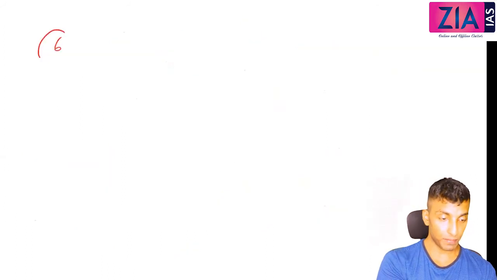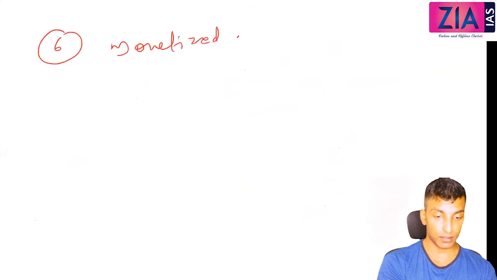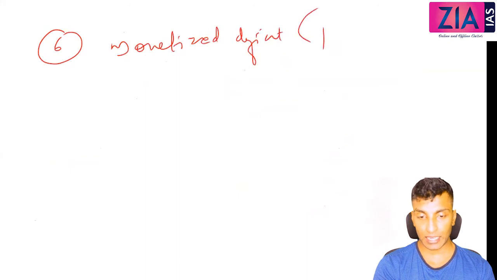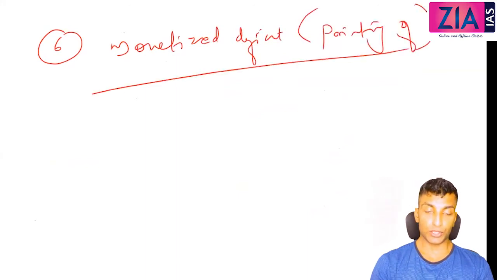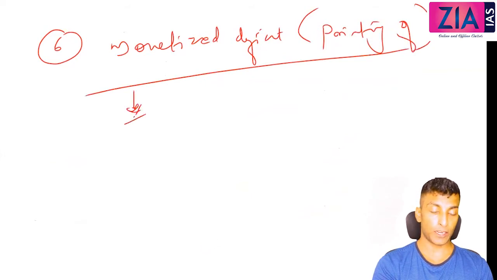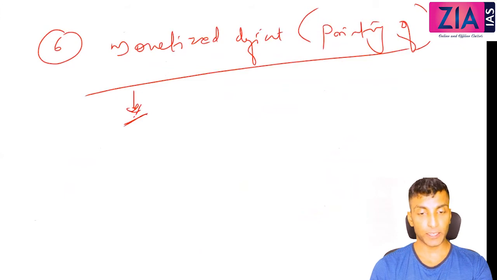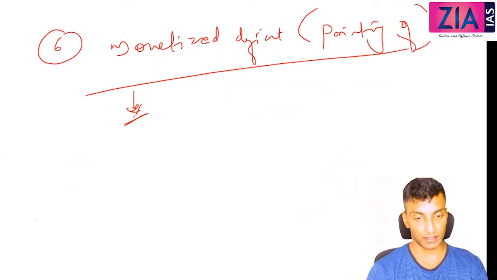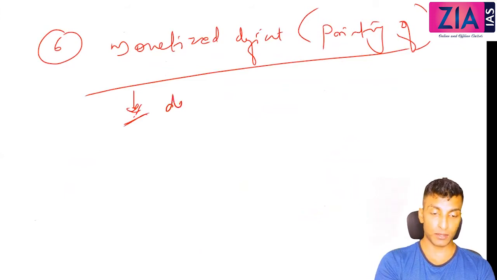Now, sixth concept, monetized deficit. Okay, monetized deficit means it's actually printing of money, printing of currency only. So in other words, you can say, monetized deficit, you are printing currency, deficit financing, right? So this is nothing but deficit financing, right?